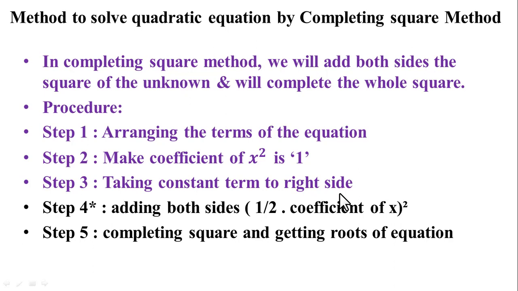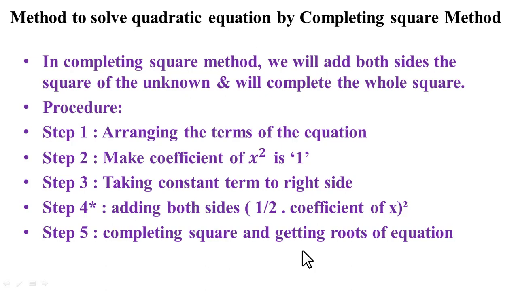Now, after this process, we have an important step, step 4, adding 1 upon 2 times the coefficient of x, whole square, to both sides. In this term, we take the middle term, 1 by 2 whole square, on both sides. The last step is completing the square and taking the square root of the equation. Now we can find the solution by the completing square method.